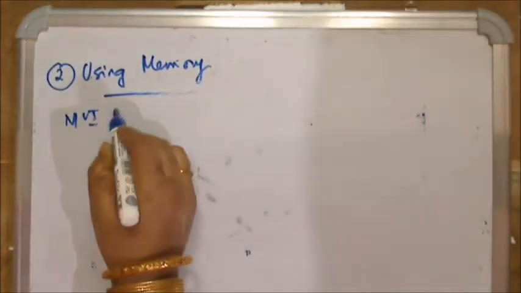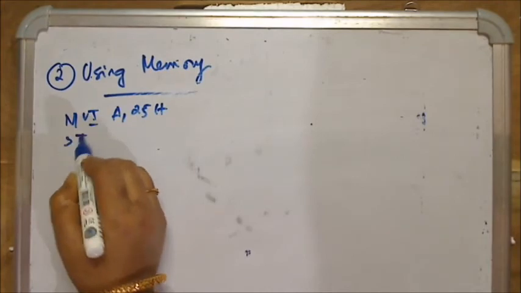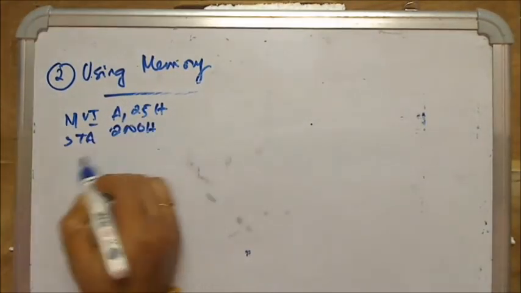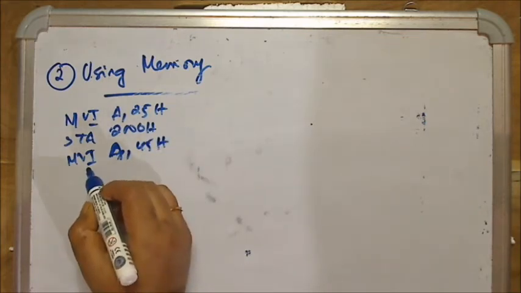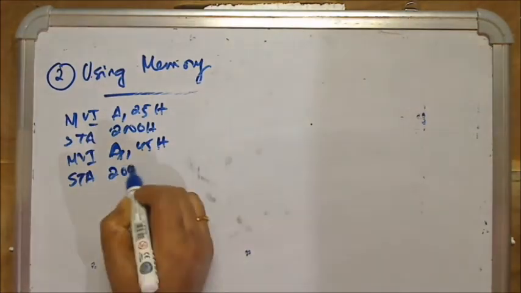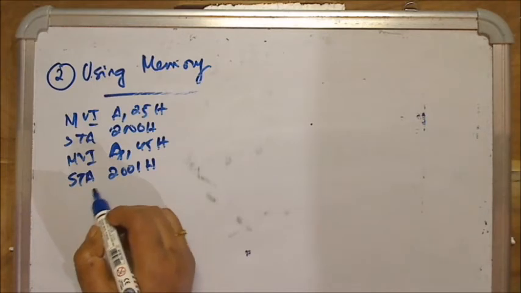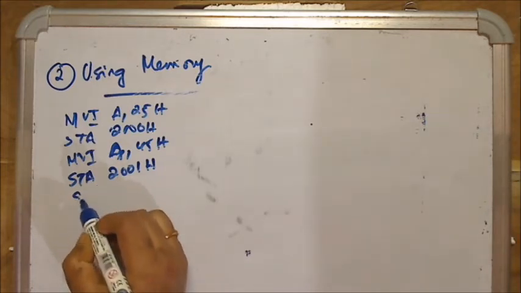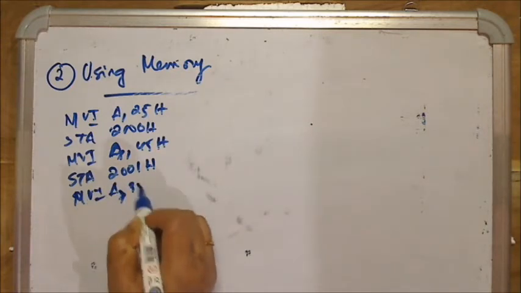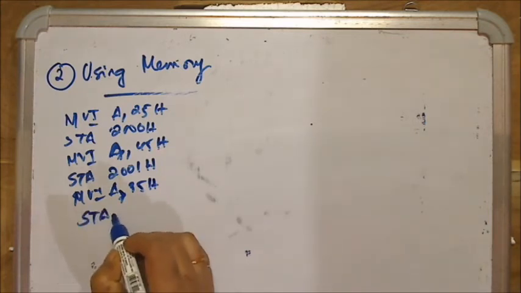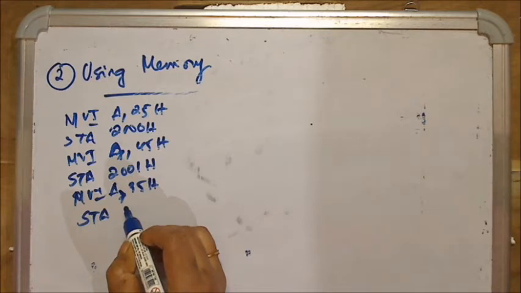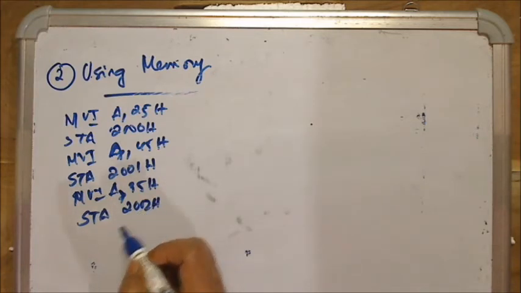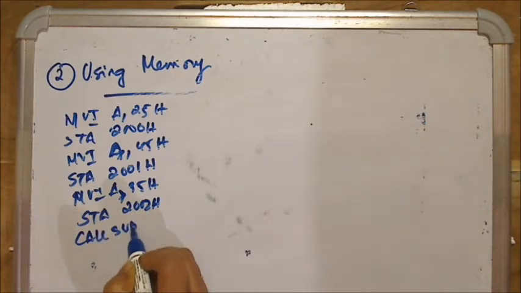MVI A, 25H, STA 1000H. MVI A, 45H, STA 2001H. Then MVI A, 35H, and STA 2002H. Okay, then you call your subroutine.